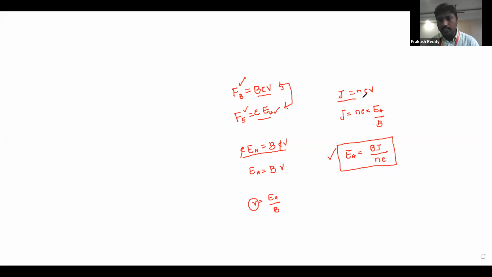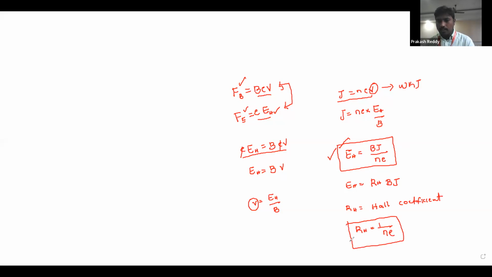After that, the current density J equals n into e into v, as we know. By substituting the equation for v, I find the equation for EH. EH equals BJ by n into e. The same equation I write as EH equals RH into BJ, where RH is the Hall coefficient. From the Hall coefficient, RH equals 1 by n into e.